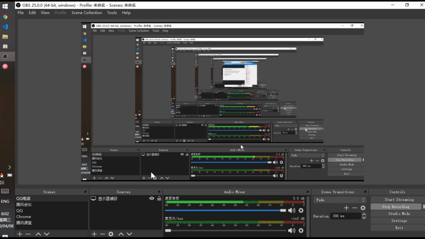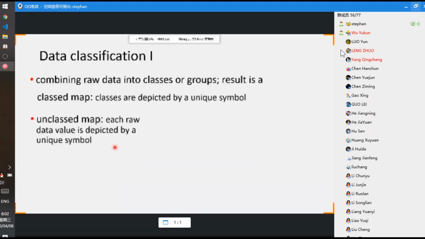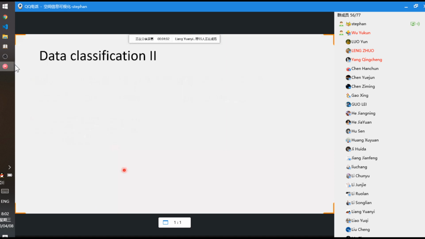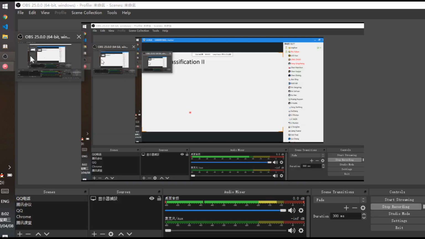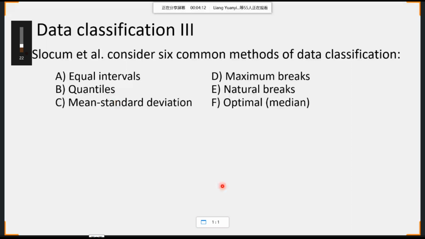Each is depicted by a unique symbol. And there are different methods. You find them here. So I will introduce these 6 methods to you according to the book of Slocum and colleagues.